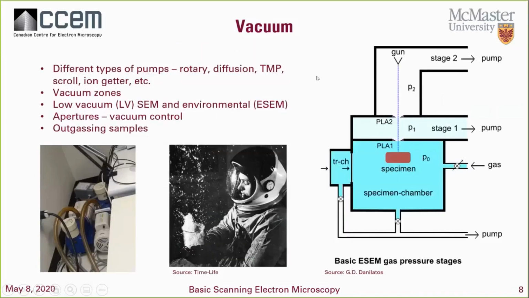So one of the important things, because we are looking at things in a vacuum for the most part, is we have all sorts of different types of pumps that we might use to pump down the chamber. And quite often in the SEMs we'll have different vacuum zones within the SEM. So you'll have the specimen chamber. You may have an intermediate zone where you're pumping out things, and you may have a different pressure where the actual gun itself is.